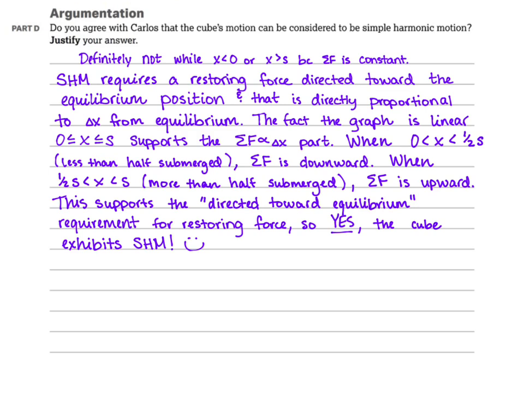Both requirements are fulfilled. So as weird as it is, this little bobbing cube does exhibit simple harmonic motion behavior.